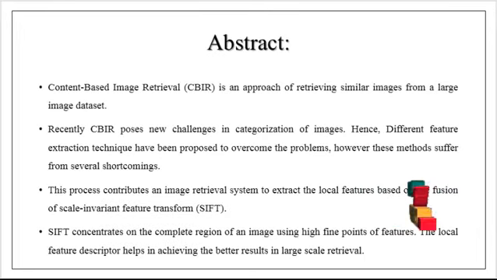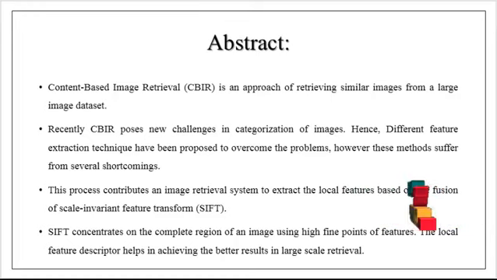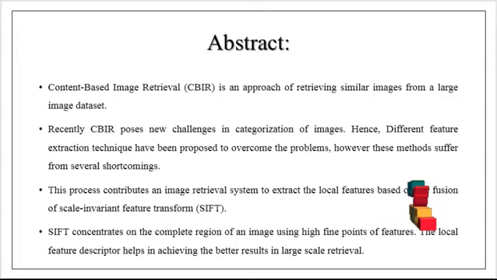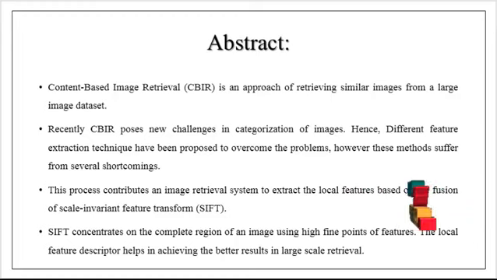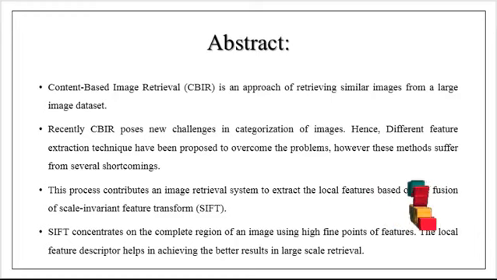Now we are going to discuss the abstract of the process. Content-based image retrieval, that is CBIR, is an approach of retrieving similar images from a large image dataset. Recently, CBIR faces new challenges in the categorization of images. Hence, different feature extraction techniques have been proposed to overcome the problems. However, these methods suffer from several shortcomings.